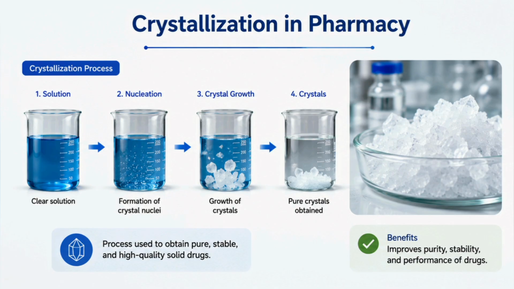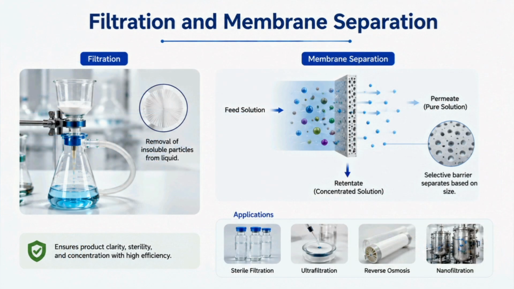So crystallization is important in the production of antibiotics, vitamins, and fine chemicals. Proper control of the crystallization ensures better drug quality and stability. And the next process is filtration and membrane separation.